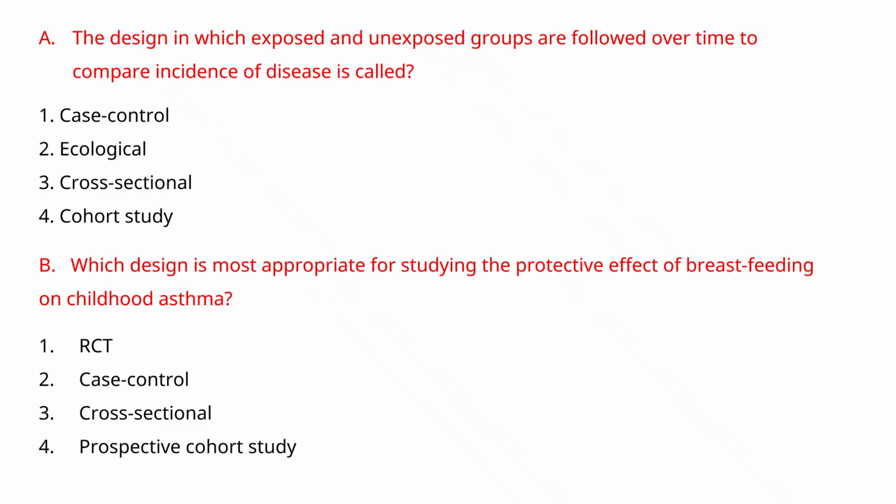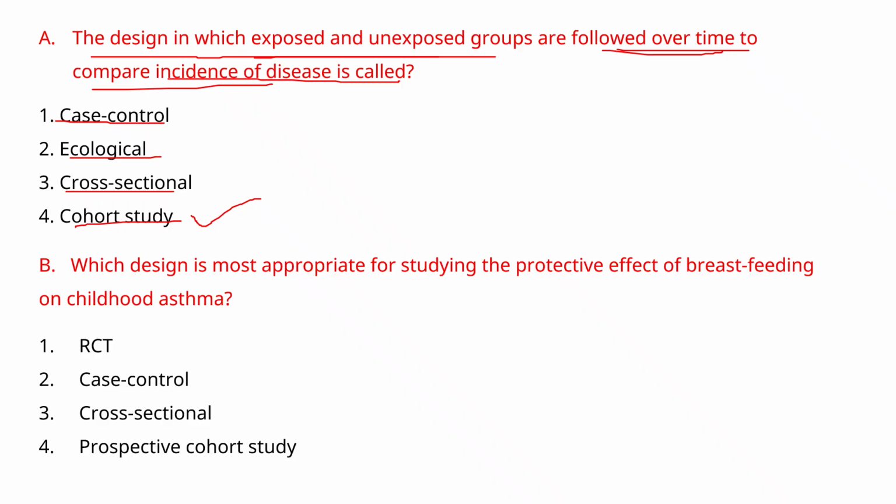Now let's solve a few questions regarding the cohort study. The first question is, the design in which exposed and unexposed groups are followed over time to compare the incidence of disease is called. The options are case control, ecological, cross-sectional and cohort study. Recently we have studied that in cohort study, the exposed and unexposed groups are followed over time to compare the incidence of a disease. Hence, the answer is cohort study.